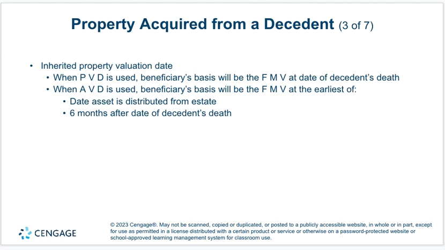When PVD is used, the beneficiary's basis is the fair market value at the date of the descendant's death. If the alternative valuation date is used, the beneficiary's basis is the fair market value at the earliest of the date the asset is distributed from the estate, or 6 months after the date of the descendant's death. So whichever of those two comes first.